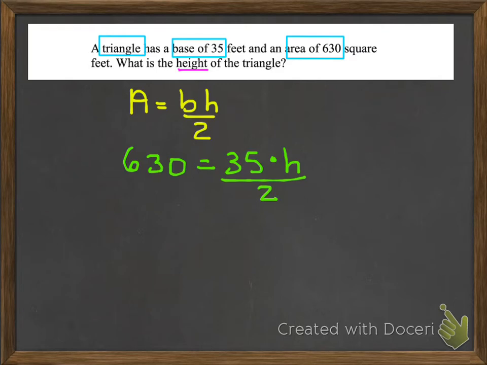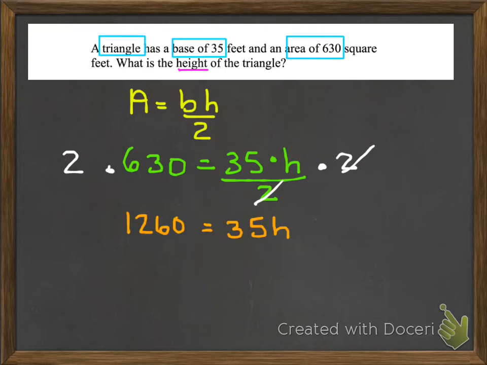So let's go ahead and multiply each side by 2 so that we can get rid of that divided by 2. So we're going to cross simplify that, and we're left over here with 1260 equals 35h. And now to find the height, you just have to divide 1260 by 35.